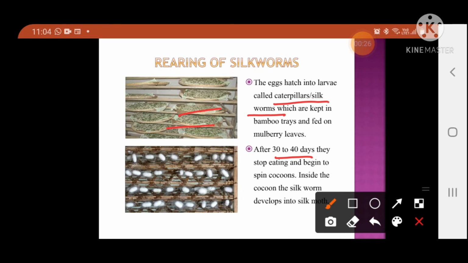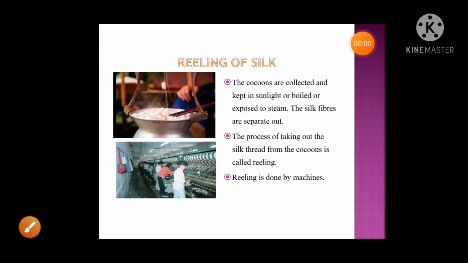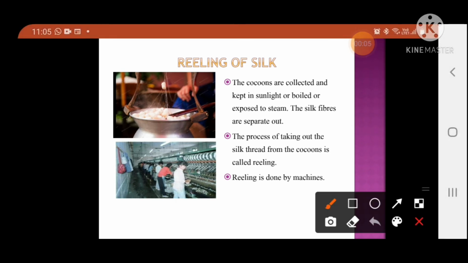But this development of silk moth is a natural process, which is not involved in sericulture. So before they develop into silk moth, the cocoons are collected and kept in either sunlight or boiled or exposed to steam, and then silk fibers are separated out. The process of taking out the silk thread from the cocoon is called reeling, which is done by machine. So here the cocoon is being boiled to separate the thread, and here reeling is done.